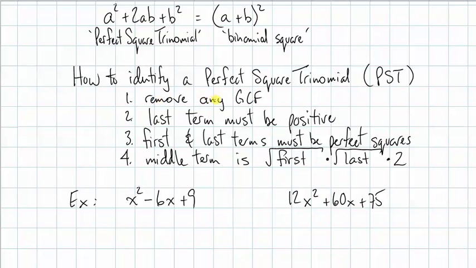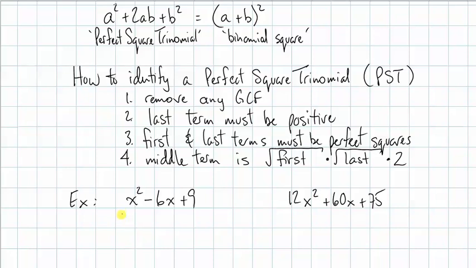First, always remove GCFs. Always, always, always do this. Second, if you have a perfect square trinomial, the last term will have to be positive. Third, the first and last terms must both be perfect squares. And lastly, this one's a little tricky, the middle term in that trinomial is the root of the first term times the root of the second term times 2. I've got two examples to demonstrate this with you.